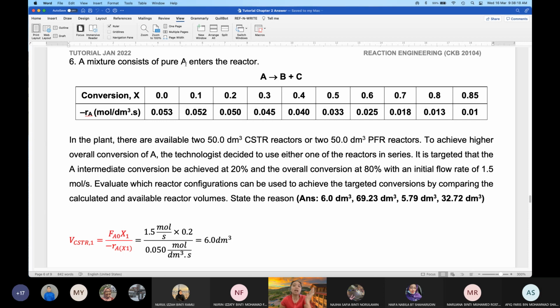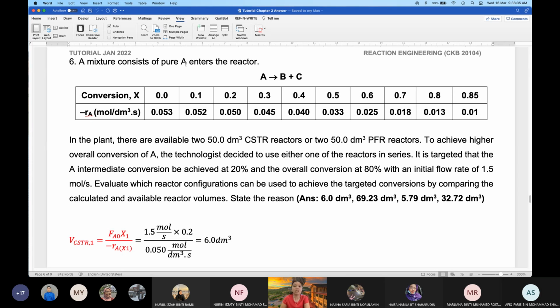That is extra information, extra knowledge for you. If it says pure A enters the reactor initially, it has two implications. The first implication is only one reactant, reactant A. The second implication means initially 100 mole percent A, which is YA0, the mole fraction.